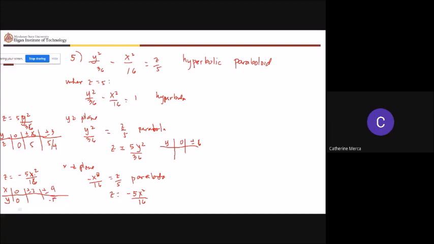The 4 cancels out, so you will have negative 5 over 4. Okay. So let us draw this. Let's erase this one first so it looks nicer.